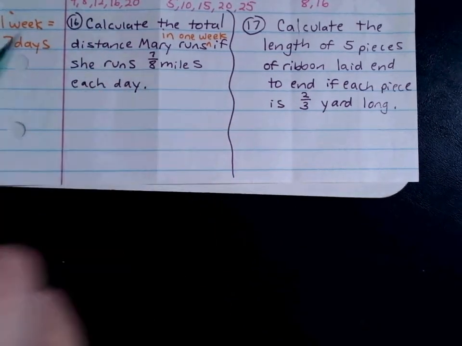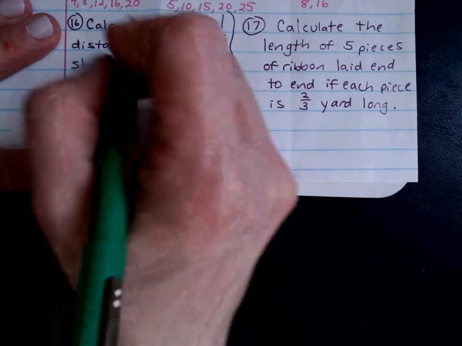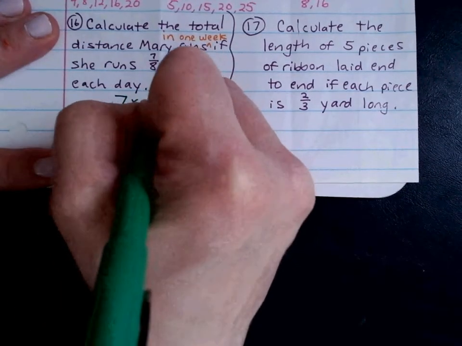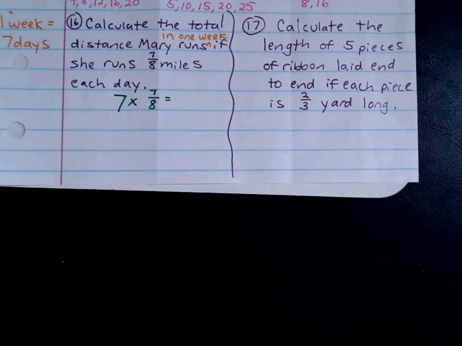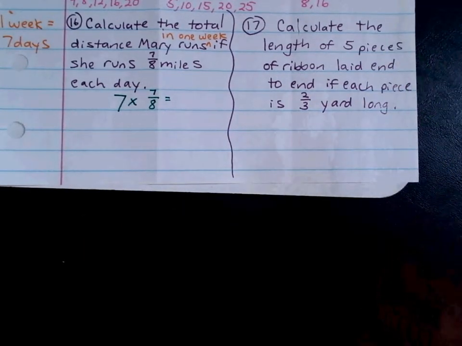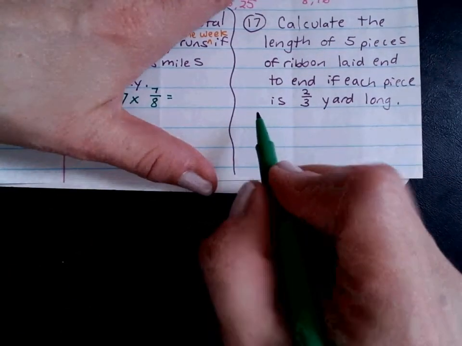So I know that there are 7 days in a week, and each of those days she runs 7/8 of a mile. So you'll need to calculate 7 times 7/8. And for number 17, calculate the length of 5 pieces of ribbon laid end to end if each piece is 2/3 long.